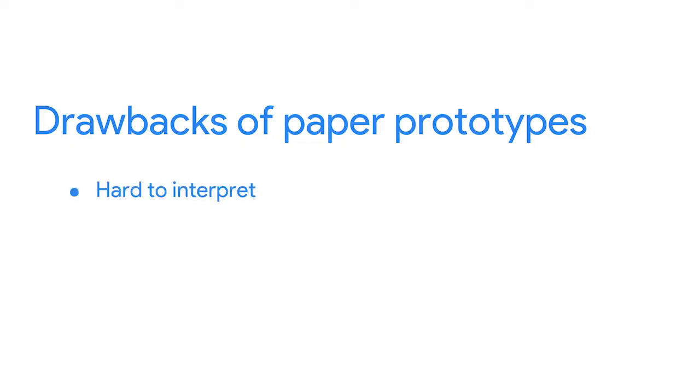It can be hard to interpret a paper prototype. It requires a lot of imagination for users who are testing a paper prototype to picture what the real product will actually look like. It's like a list of recipes without any images.